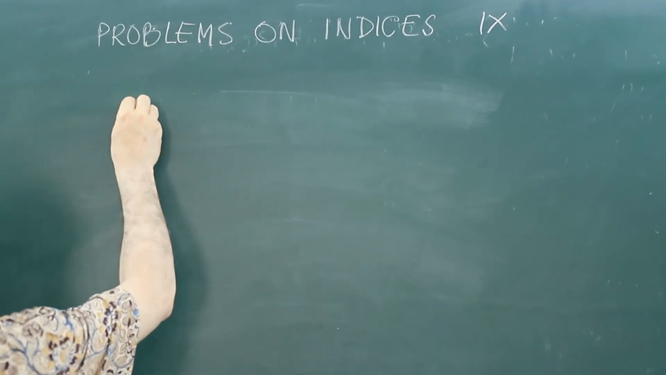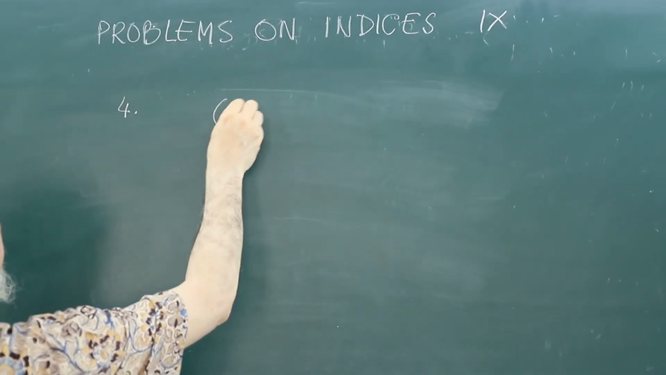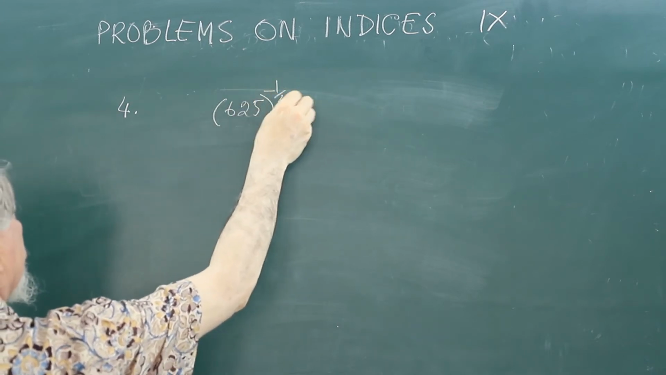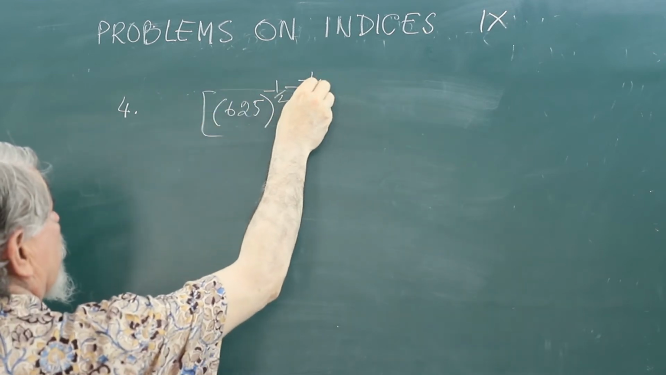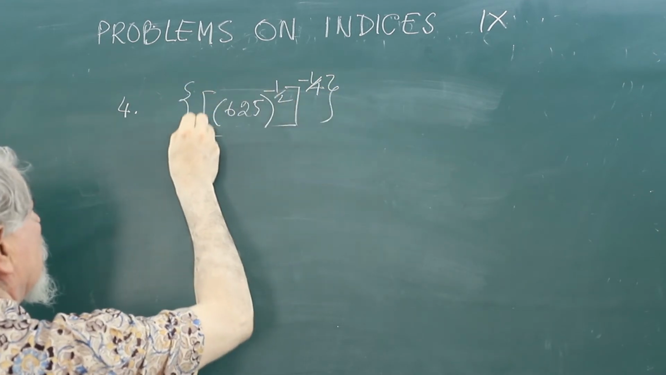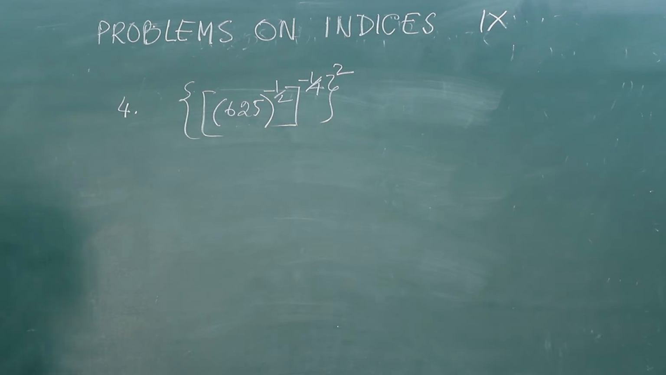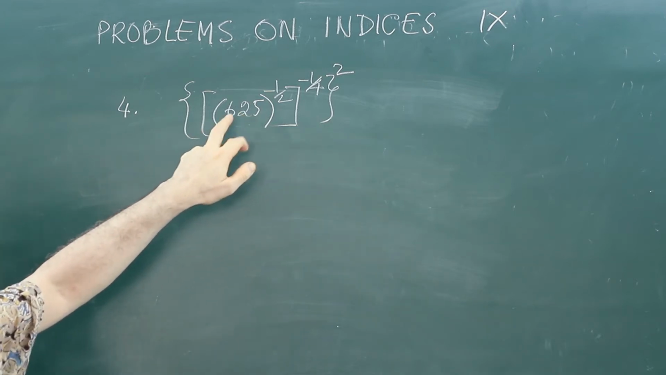Let's see question number 4, which is 625 to the power minus half, then to the power minus 1 upon 4, and then to the power 2. So the method remains the same. Like you open the brackets, you start with the innermost bracket.